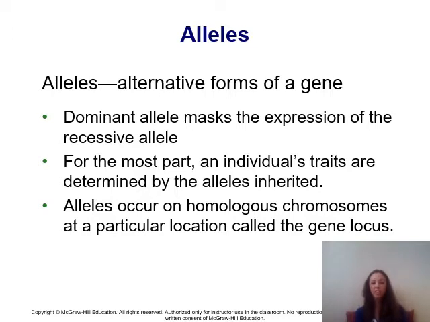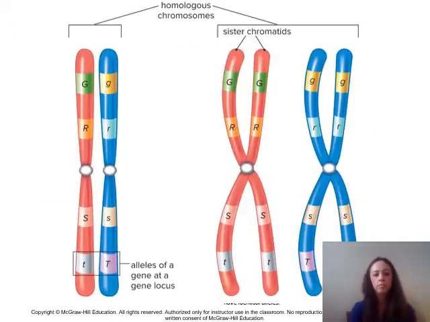So I know I tossed around a couple of really big vocabulary words in those first couple of slides, so let's break those down a little bit more. An allele is an alternative form of a gene. Dominant alleles will mask the expression of the recessive allele, and for the most part, an individual's traits are going to be determined by the alleles that they inherit from their parents. And alleles occur on homologous chromosomes at a particular location called the gene locus.